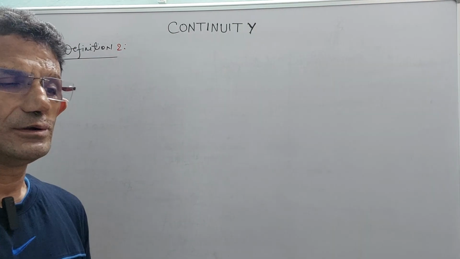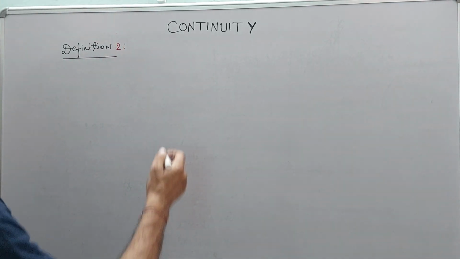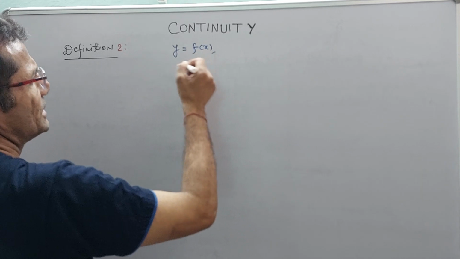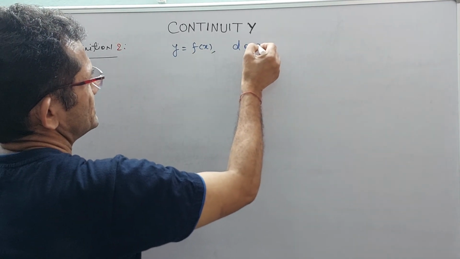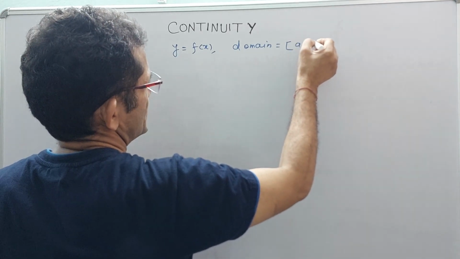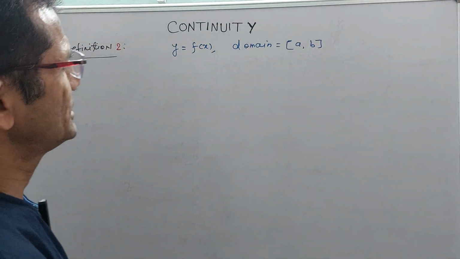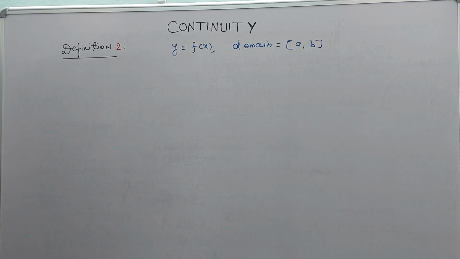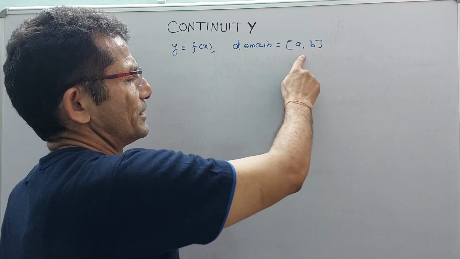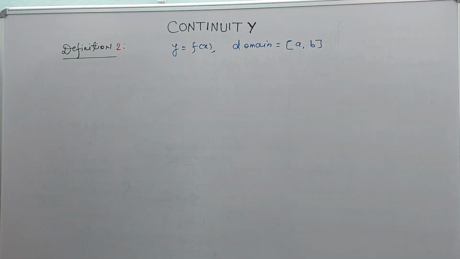Now in definition 2 we define a function in its domain. Let us suppose y is equal to f(x). It is our function and its domain is a closed interval. So if we have a closed interval as the domain, how do we define continuity in this closed interval? The function f(x) is continuous at each point between a and b, each point of the domain, including the extreme points x equal to a and x equal to b, which should also be defined.